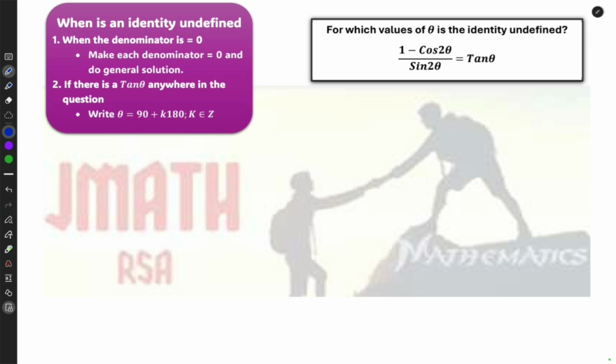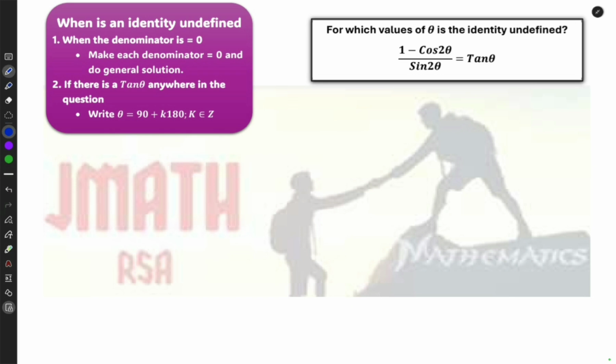So whenever they give you a question like this and they ask, when is this undefined? If there is a fraction, you must just write that fraction cannot be equal to zero, and then you do the general solution for that equation that you set up. The other case is whenever you have a tan, just write down that tan function's asymptote. And the standard asymptote for tan is always 90 plus k 180. So unless it is tan 2 theta or tan theta minus 5 in a bracket or something, the answer will always be 90 plus k 180.